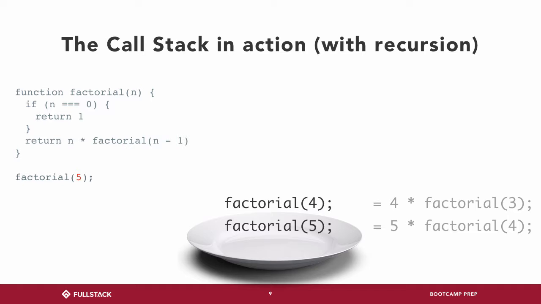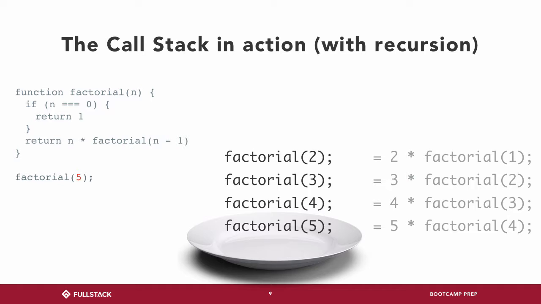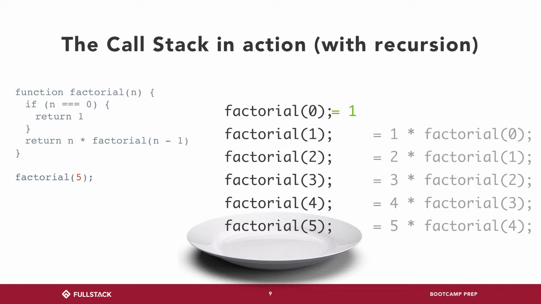And that equals 4 times factorial 3. Factorial 3 gets put on the call stack, which equals 3 times factorial 2. 2 is on the call stack, which equals 2 times factorial 1. 1 is on the call stack, 1 times factorial 0. 0 is on the call stack, which equals 1.